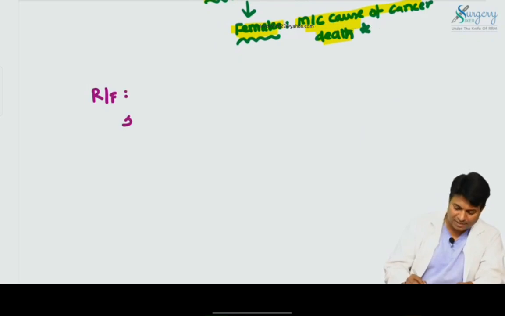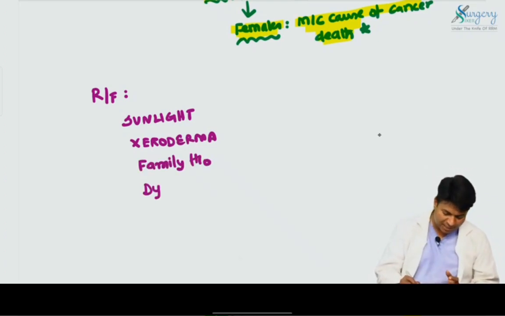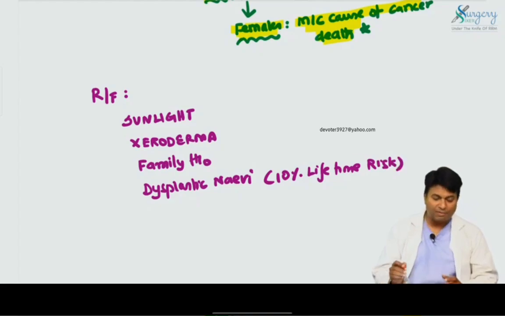As usual, the risk factor is sunlight. Xeroderma pigmentosa. Family history is another risk factor. If there is a family history of melanoma, it is a risk factor. If there is a dysplastic nevus, there is a 10% lifetime risk. 10% lifetime risk is there in dysplastic nevus. Please don't forget 10% lifetime risk.